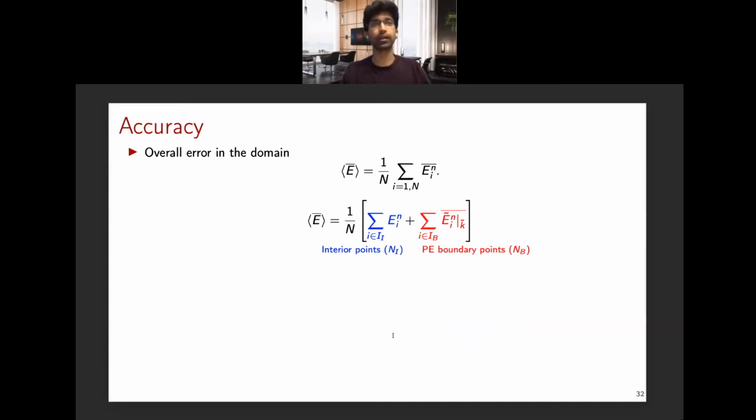Okay, so with this understanding, we went ahead and computed the overall error in the domain. The overall error in the domain can be taken as an average of all the errors at each of the points. This can be further split into the blue and red terms, where the blue ones are computed at the interior points where you do not experience any asynchrony. And then you compute the error at the red terms where you experience stochastic time level delays. And hence we have to do some ensemble averages and so on to get the relation.